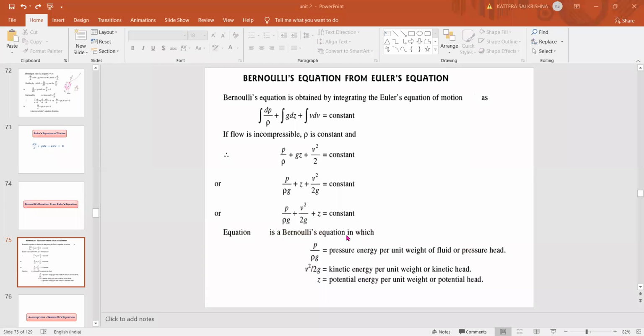In the Bernoulli's equation, p by rho g is called pressure head, or pressure energy per unit weight of fluid. Here I have written C. P by rho g is nothing but pressure energy per unit weight of fluid, or pressure head.